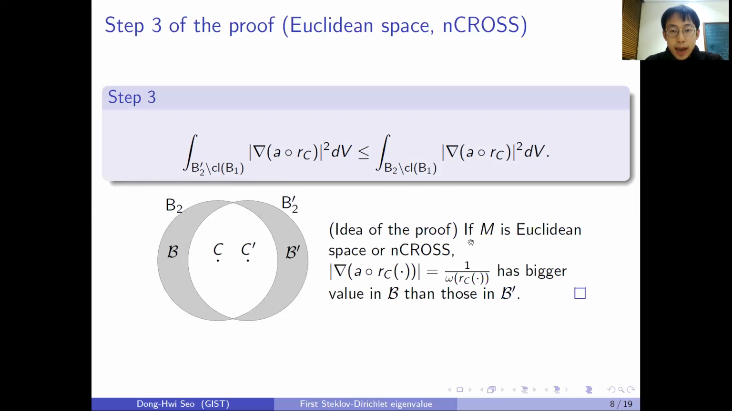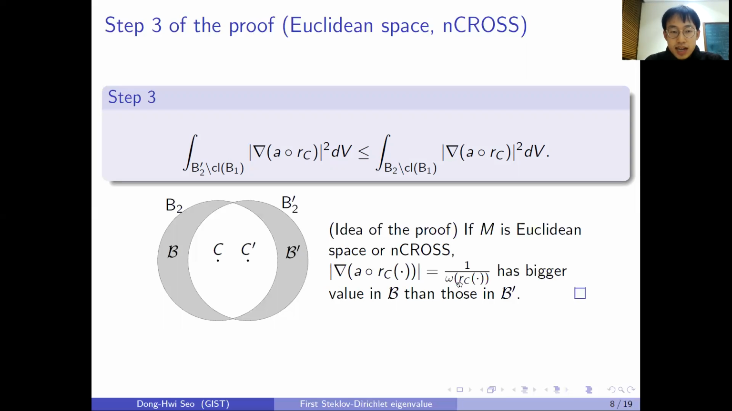So if the ambient space is Euclidean space or non-compact rank-1 symmetric space, then the density function omega of r is an increasing function in r. So since we can compute the magnitude of the gradient of the distance function from C, it is computed by 1 over the density function.